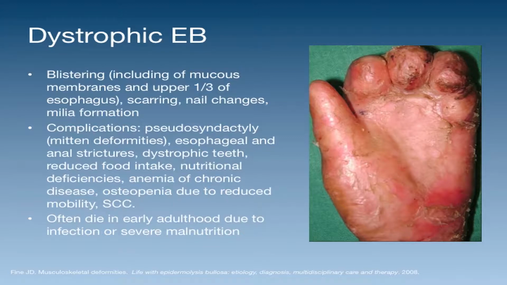Other complications include esophageal and anal strictures from repeated trauma, dystrophic teeth caused by decreased mouth and tongue mobility causing extensive caries, reduced food intake, nutritional deficiencies, anemia of chronic disease, and osteopenia due to reduced mobility. A significant complication of EB in general is squamous cell carcinoma, which is among the leading causes of death in EB. Oftentimes, these children will die in early adulthood due to infections or severe malnutrition.